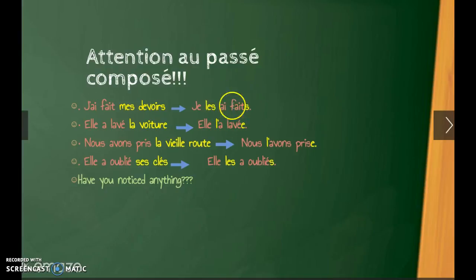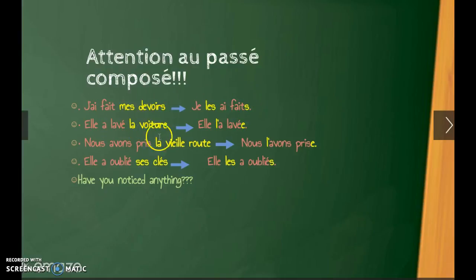However, here, the past participle takes an S. And that's because the noun that we have replaced here is a plural. So the past participle really has to agree with the noun that it is referring to. D'accord? So S refers for plural.